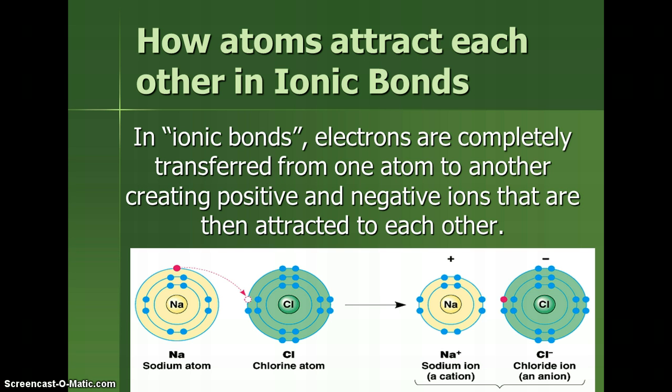And the chlorine atom is going to be receiving that 1 electron, therefore its third energy level will have 8 electrons and be also following the octet rule. So let's say they do that. Then now we get on our right the sodium ion and the chloride ion. And the sodium ion is positively charged and the chloride ion is negatively charged. So when they come together, they'll create sodium chloride, NaCl.